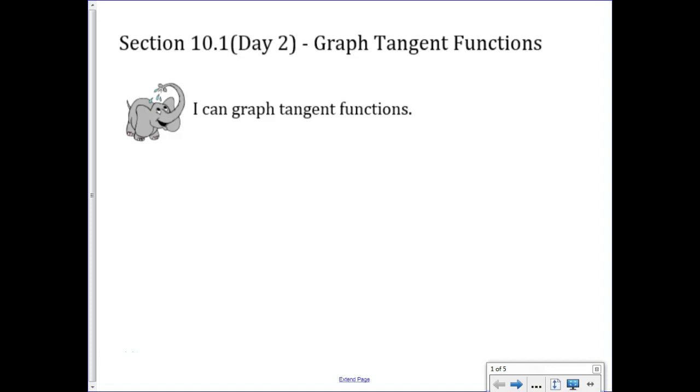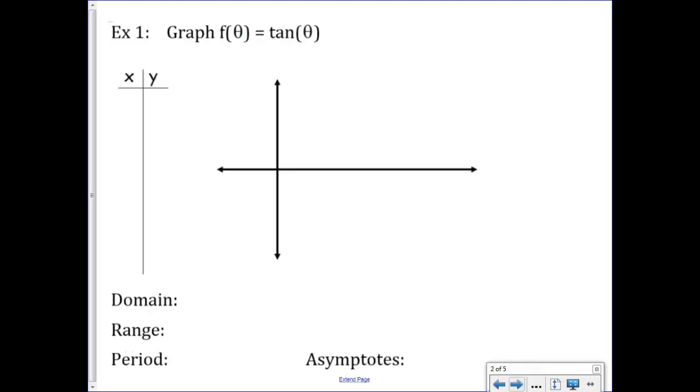Hey guys, in our last trig lesson, we are going to talk about graphing tangent functions. So first off, let's talk about our parent function of the tangent of theta.